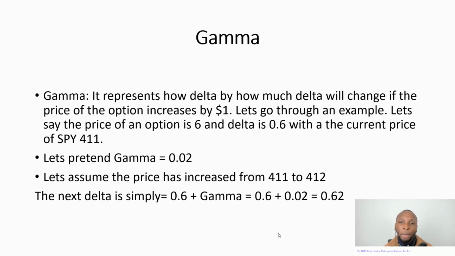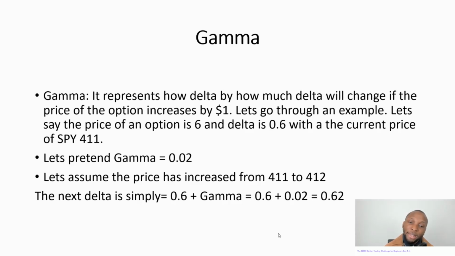Gamma represents how much delta will change if the price of the option increases, for example, by $1. So let's go to an example, right? Let's take our previous example more precisely. Let's say that the price of an option is $6 and delta is 0.6 with a current price of 411. Let's pretend that gamma is 0.02, and let's assume that the price of the SPY has increased from 411 to 412.